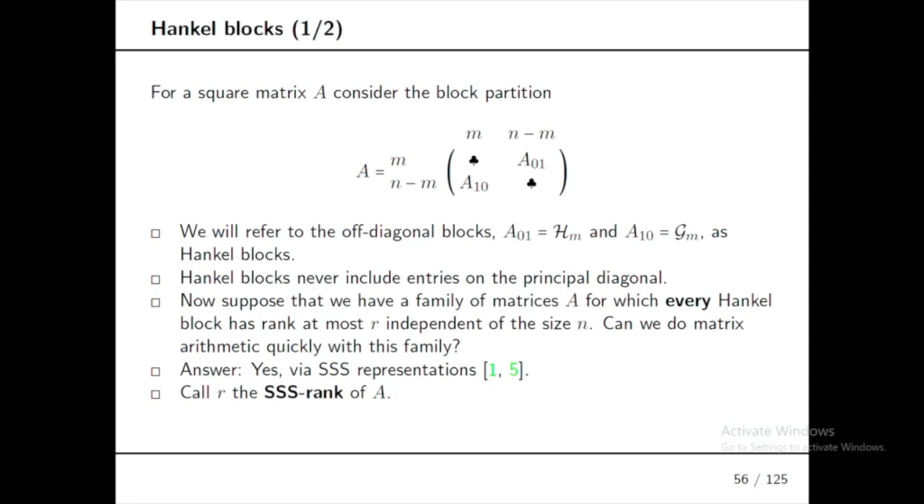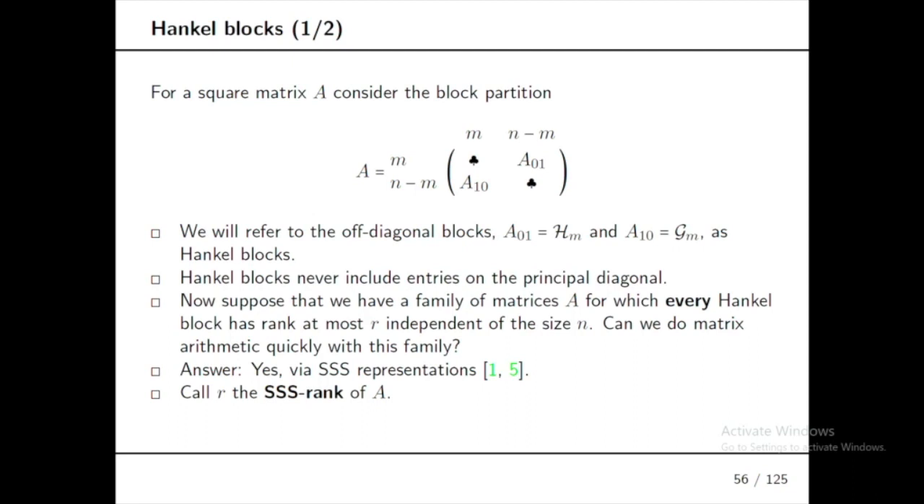So the idea is like this. The initial idea is fairly simple. Let's say again we have a square matrix A, and I partition it into 2 by 2 blocks such that the diagonal blocks are still square. I put a club suit over there to say I don't care about them, and we don't care about the diagonal blocks in this way of thinking about things. You see there are 2 off-diagonal blocks, A01 and A10, and they don't have any diagonal entries in them. So we're going to give them names.